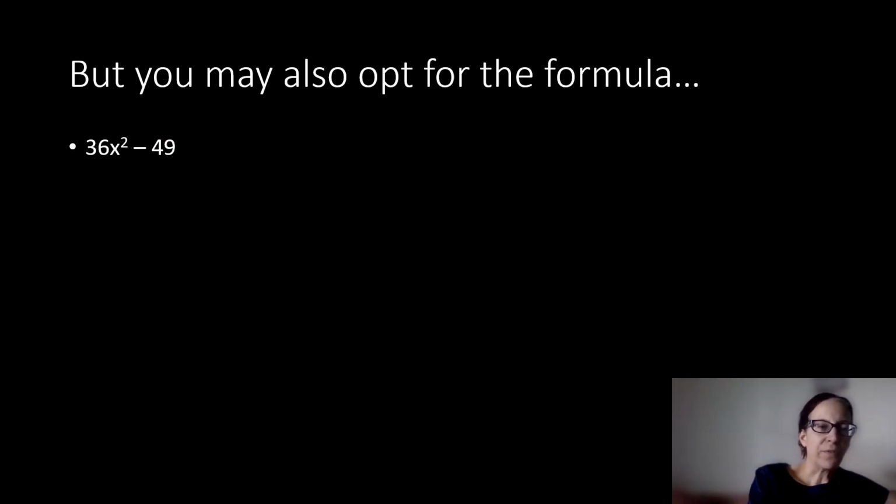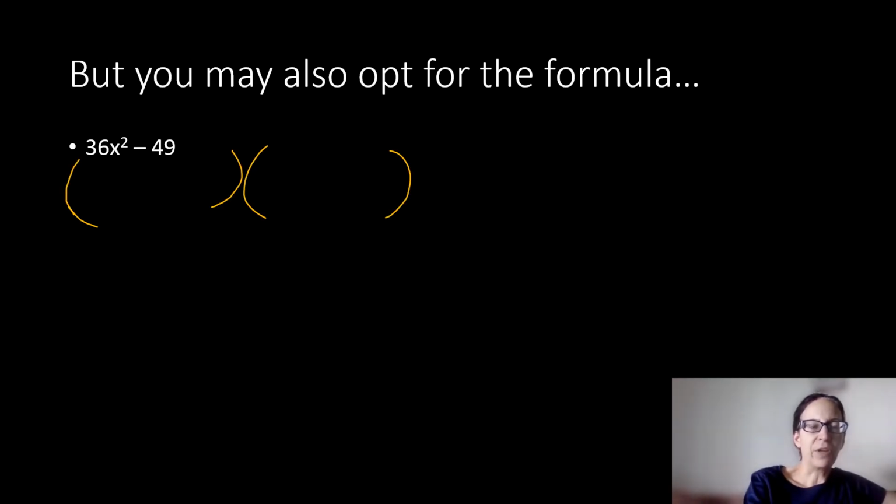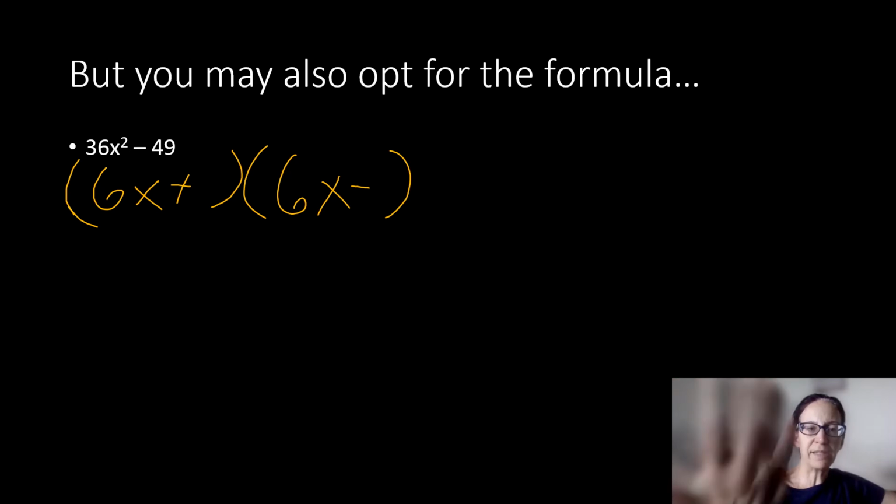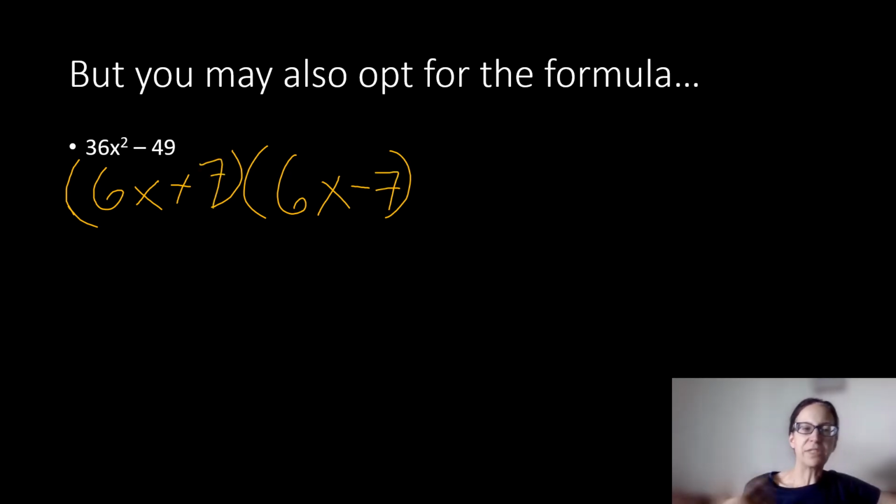So when I go to factor this, I will figure, okay, well, what times itself gives me 36? That's 6. And then we have the x. And then we know that one of them is a plus and one of them is a minus. And then what times itself gives me 49? Well, that would be 7. And so we would have 6x plus 7 and 6x minus 7.